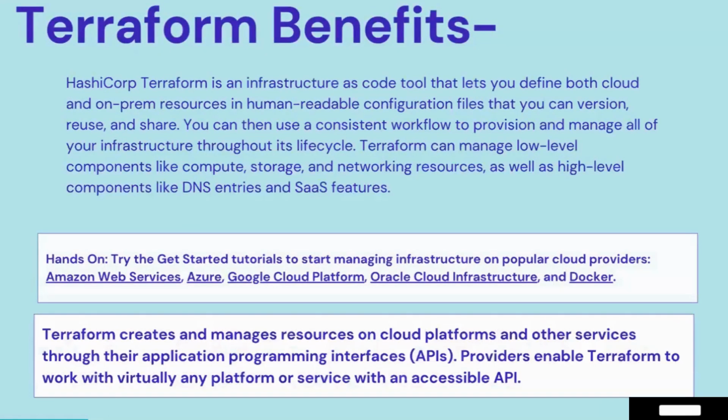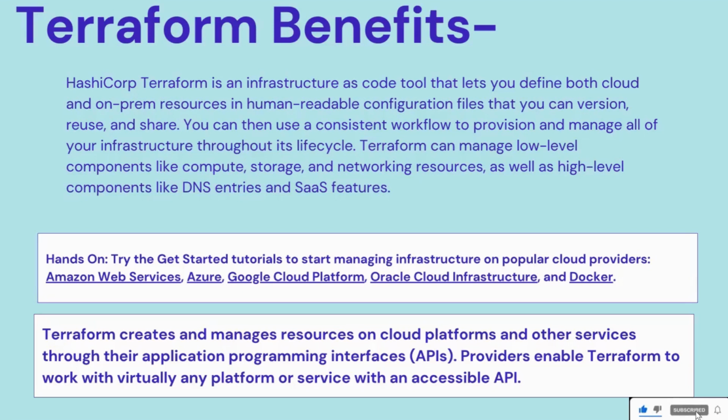So what is the benefit of Terraform? HashiCorp is the company who built this Terraform tool. Terraform is an infrastructure as code tool that lets you define both cloud and on-premises resources in human-readable configuration files that you can version, reuse, and share. You can then use a consistent workflow to provision and manage all of your infrastructure throughout its life cycle. Terraform can manage low-level components like compute, storage, and networking resources, as well as high-level components like DNS entries and SaaS features as well.